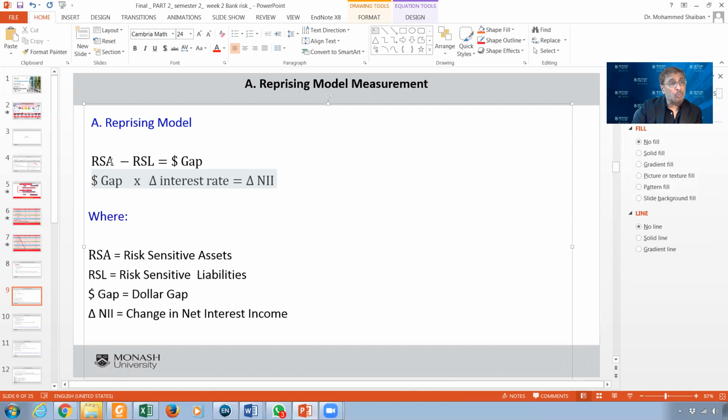The problem now is what is a risk-sensitive asset and what are risk-sensitive liabilities. So to define the model, which is this model, we are saying RSA is risk-sensitive assets, RSL is risk-sensitive liabilities, and this is the dollar gap, and this is the definition of the model.